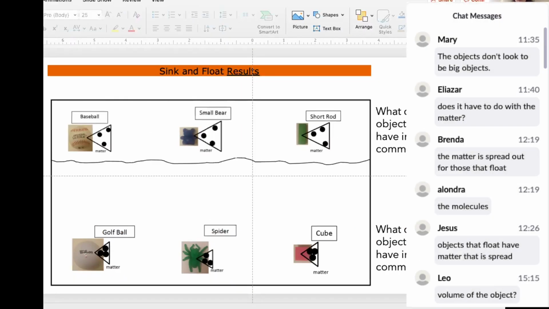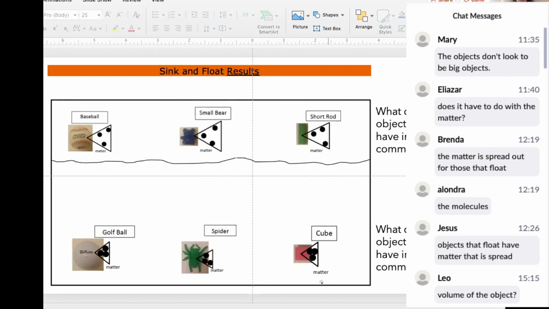Okay, so I see Mary responded, and she said the objects don't look to be big objects. So we're working with small objects here. The biggest object would probably be that baseball. I see Eliezer has responded. Does it have to do with matter? Absolutely, it has to do with matter. You notice that the word matter is here. Yes, look at that matter. That is a big clue.